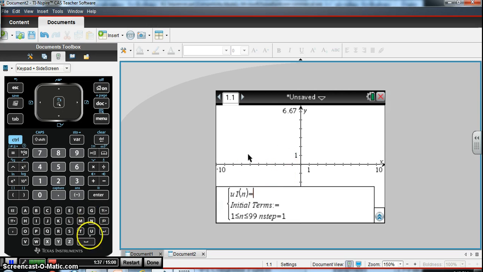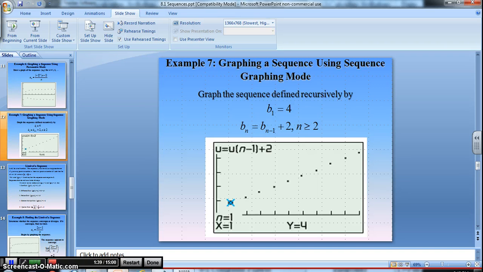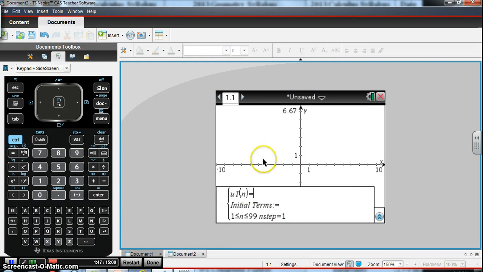Now, our problem was our initial value was 4, and then we increased by 2 every time. So let's go back here. Our initial value was 4, and then we increase by 2 every time. So the way we do that is we say U1, and then open parentheses, and then we'll do n minus 1 to show previous term, n minus 1, and then we want to add 2. So I'll go plus 2 each time.